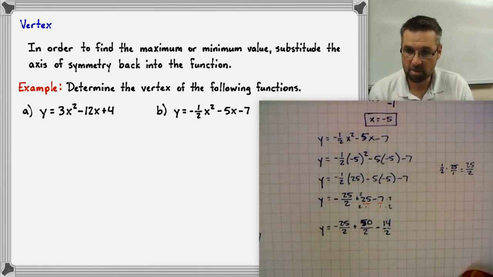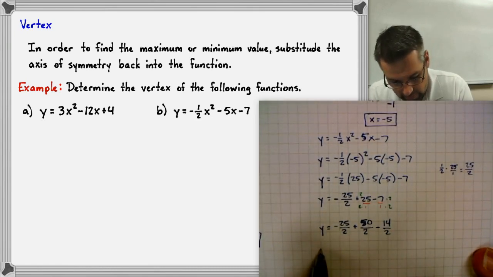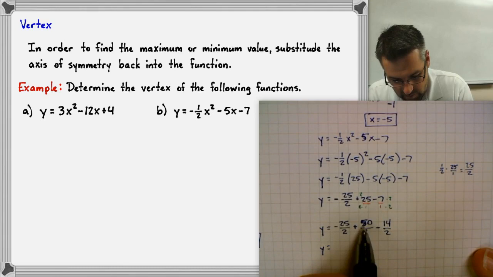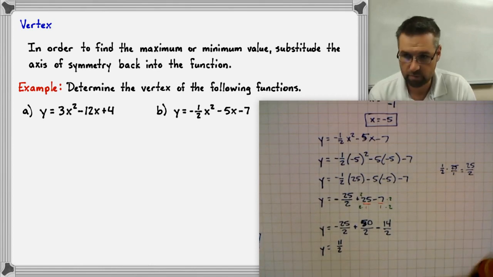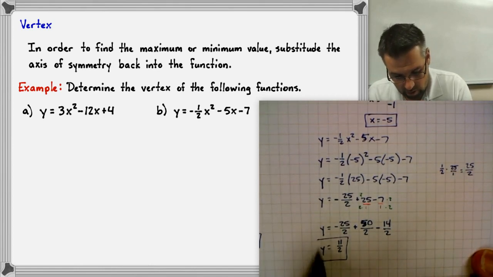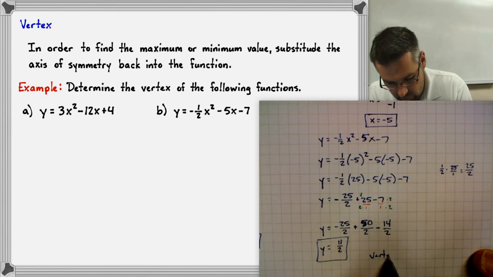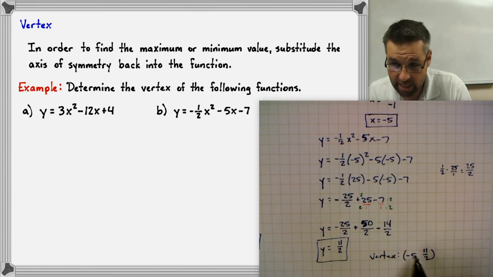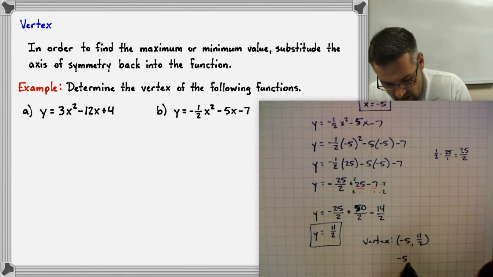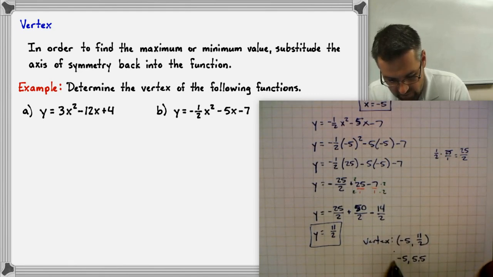So now that I have common denominators, I can put all these together. So negative 25 plus 50 is positive 25, minus 14 is positive 11, and that's over 2. And so we can say now that our vertex is going to be negative 5, comma, 11 over 2. Or if you put it in decimal form, it would be negative 5, comma, 5.5. 11 over 2 is 5.5. And so that is our vertex, either one of those.